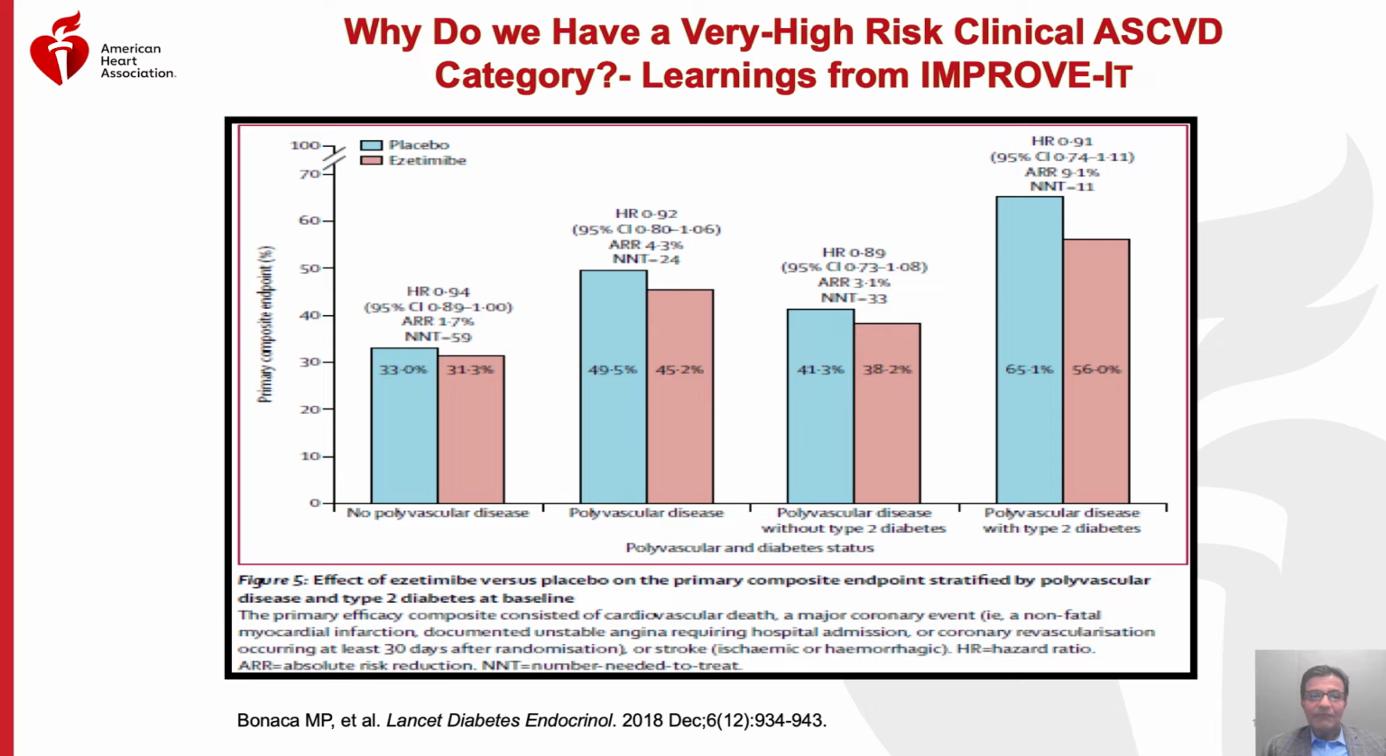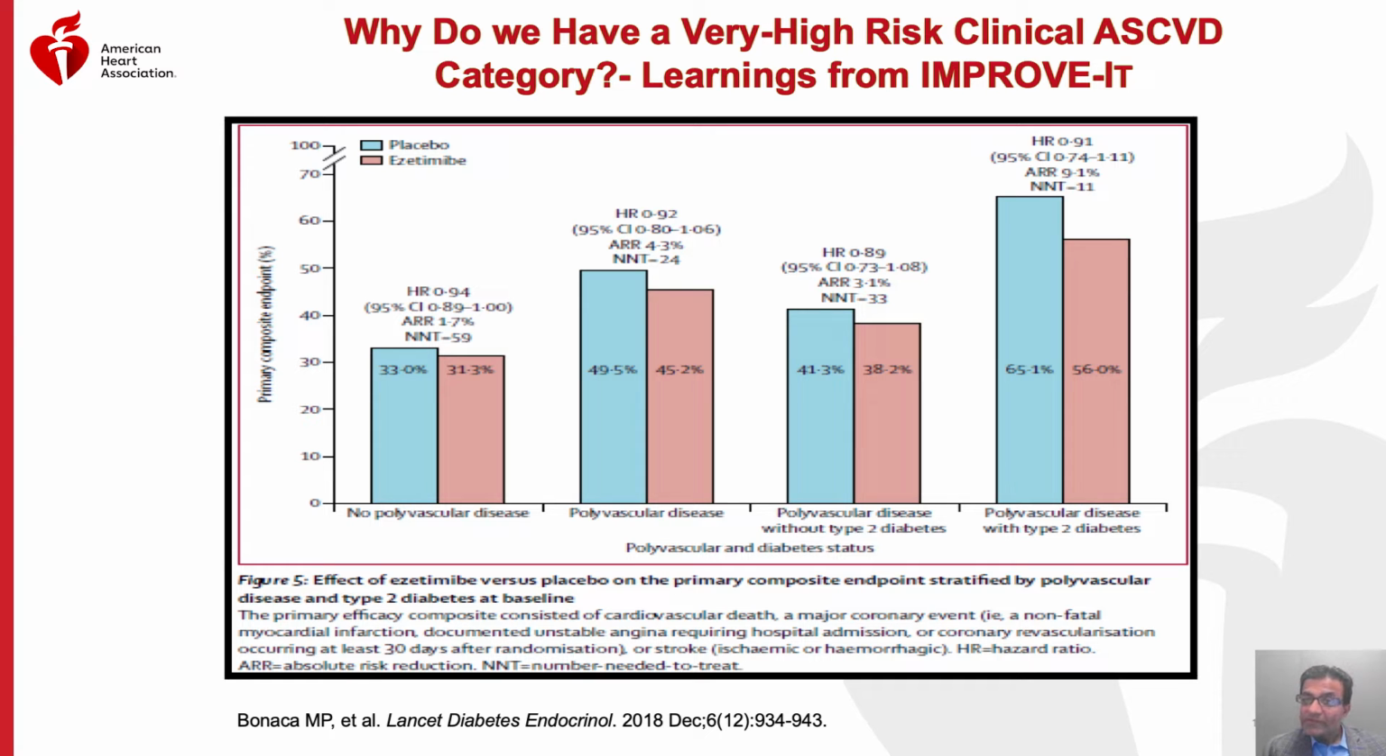Now, in the same trial, if you take patients who had polyvascular disease, so everybody got in because they had acute coronary syndrome. But if patients had concomitant history of ischemic stroke, or if they had peripheral artery disease, look at the event rate, 33% versus close to 50%. But at the same time, if you had polyvascular disease, the absolute risk reduction that one derived from ezetimibe therapy was much higher, and therefore the numbers needed to treat were extremely lower.